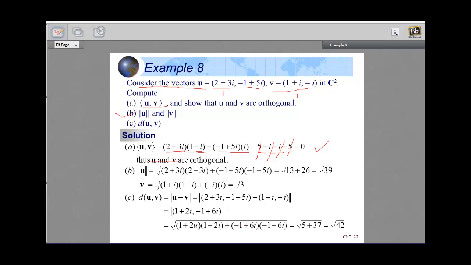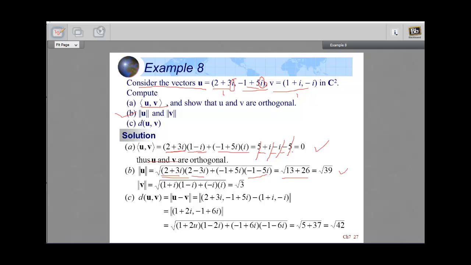Similarly, find the norm of u. We have a vector 2 plus 3i, and this is the conjugate 2 minus 3i. Because it is complex, it will take a minus sign. Similarly, we will take 1 plus 5i, and again we will take 1 minus 5i, because it is complex. So that will be equal to square root of 13 plus 26, which is 39.